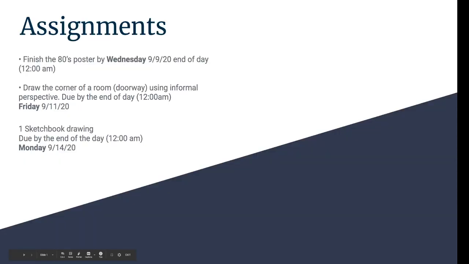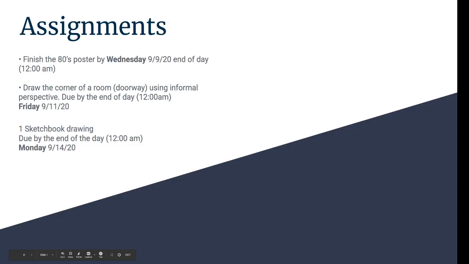All right, here are the assignments for week 4. This week we'll be continuing from the assignments that we worked on last week in perspective. Most notably, we're going to have one more day to finish the perspective 80s poster. So that will be due now instead of Tuesday. It's going to be due on Wednesday at the end of the day, so we've got one more day to complete and work on that.